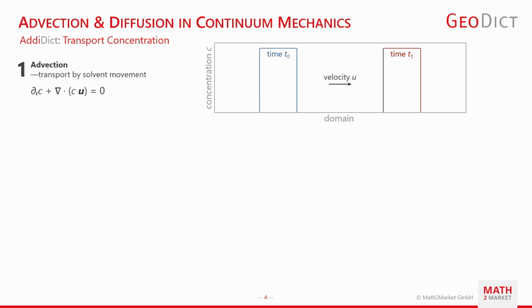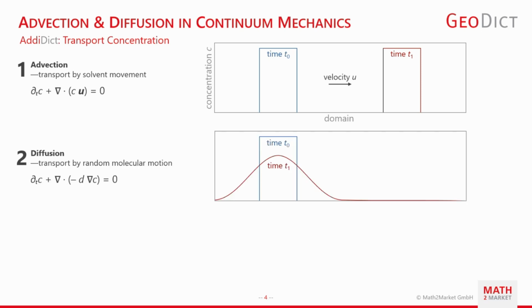And as an academic example, imagine you have the concentration plotted against the spatial domain, and you start with a block of concentration at time t0. And you have a constant flow velocity in one direction, and this concentration block would end up somewhere here on the right. The amount of advection that you have in a simulation is quantified with a dimensionless number, the so-called Courant number. So a global Courant number of, for example, 0.5 tells you that this block is transported half of the domain length.